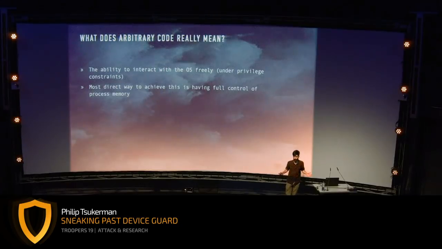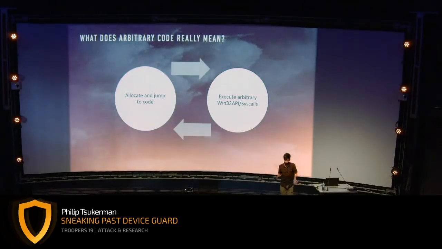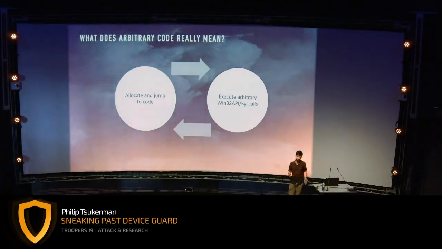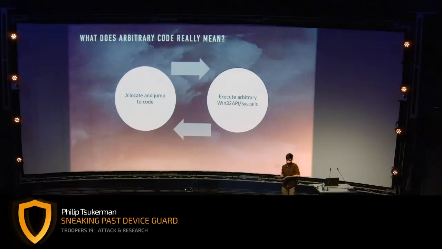And the most direct way to do this is just having your own process and running in the context of whatever you want. And you gain this by being able to allocate code and jump to it, or by being able to execute arbitrary Windows API calls or syscalls. And of course, it's really easy to jump between those two.